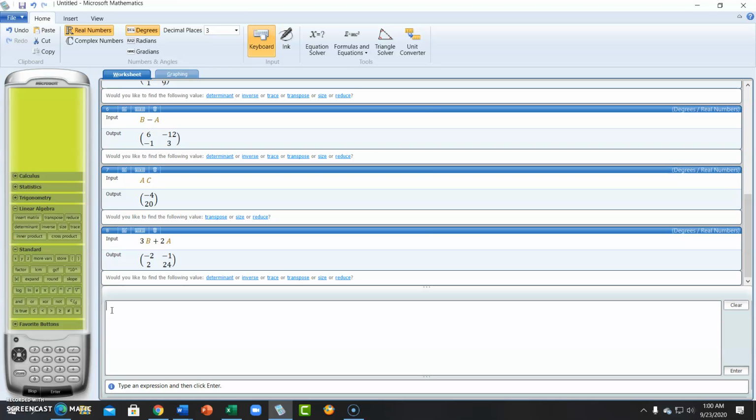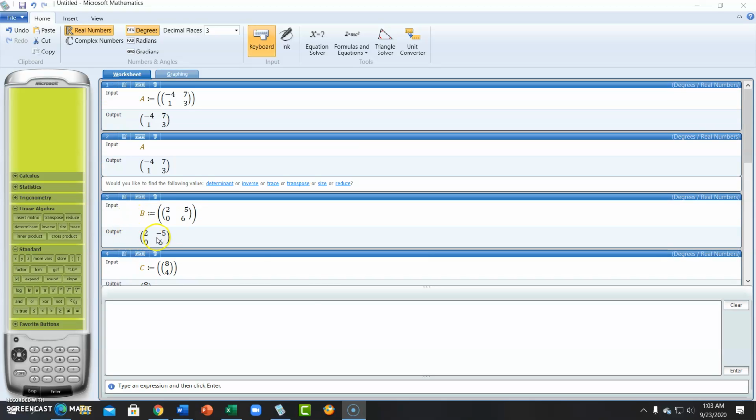And the final expression I am asked to evaluate is B times A, which gives me negative 13, negative 1, 6, and 18. Again, this matrix multiplication makes sense. My answer makes sense because I had a 2 by 2 matrix, multiplied it with a 2 by 2 matrix, so my answer should also be a 2 by 2 matrix. So right now I'm not quite sure how the calculator was able to get the answer for B times A. So let's see if we can get it to show the solution steps.